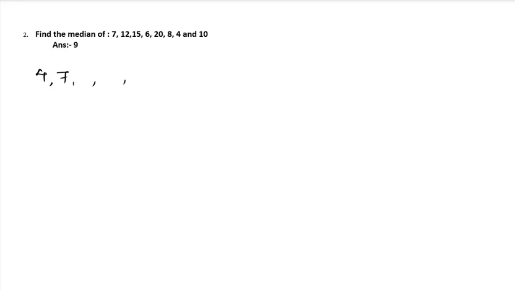So after 4, there is 6, and after 6 there is 7, and after 7 there is 8, and after 8 there is 10, and then after 10 there is 12, and then 15, and then 20, right? So 1 2 3 4 5 6 7 8 observations. 1 2 3 4 5 6 7 8, correct. Now this is arranged in ascending order.